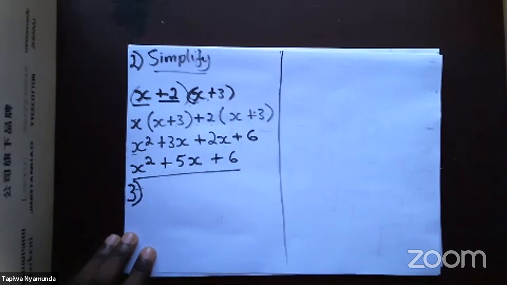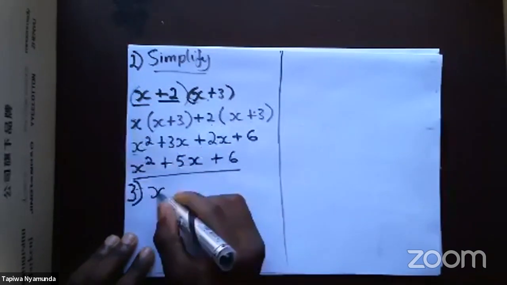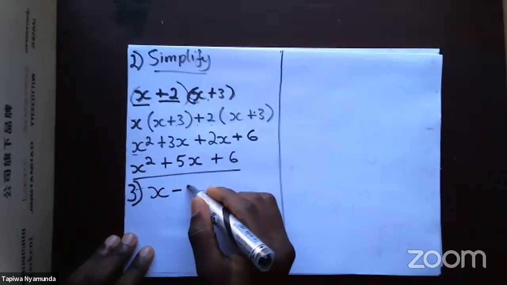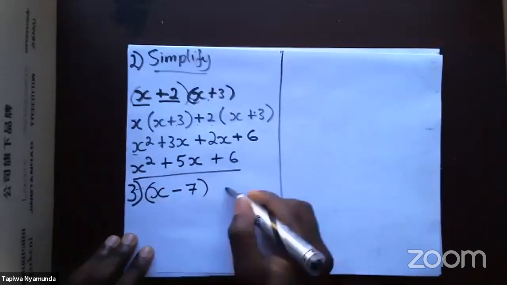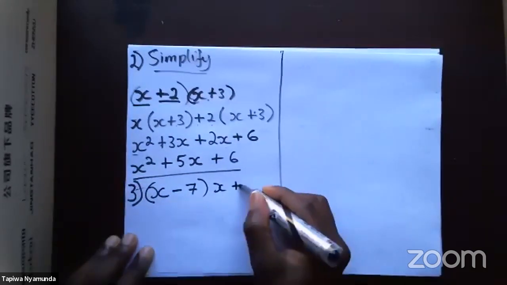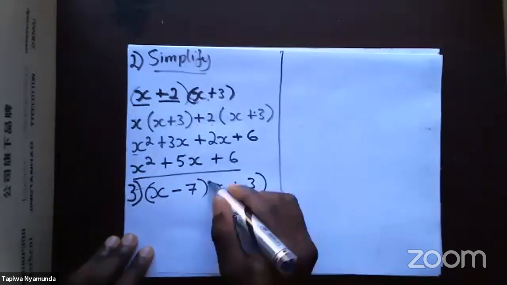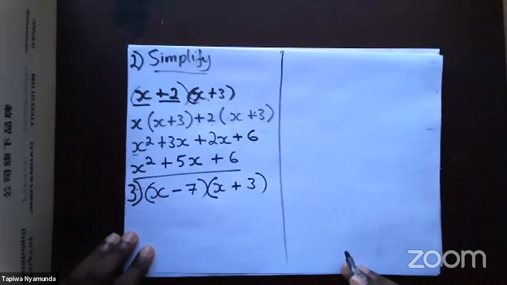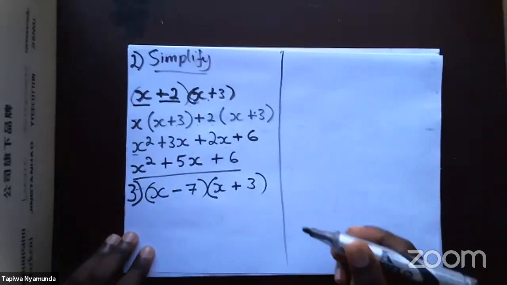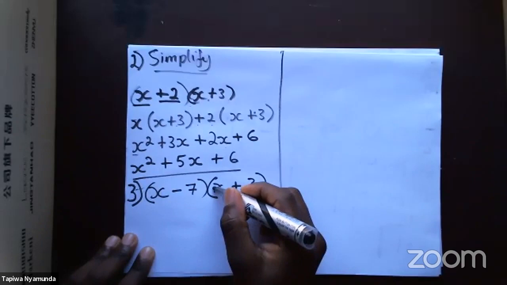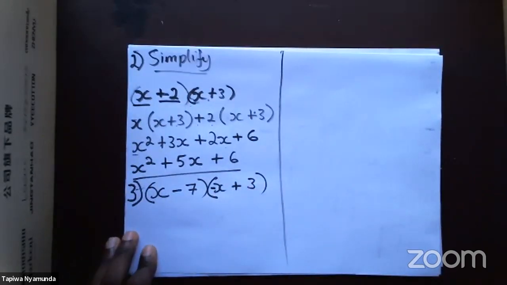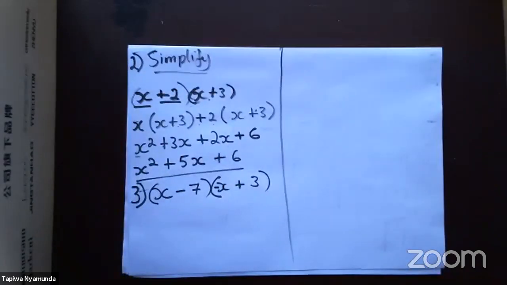Okay, let's do another question. Saying x minus 7 times x plus, let's say, plus 3, like this. Okay, let me just alter the question a little bit. Let me put a negative there. Okay, so I have a hand up. Let's see who's got their hand up.